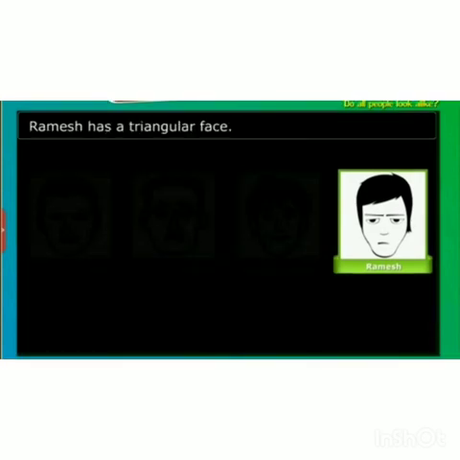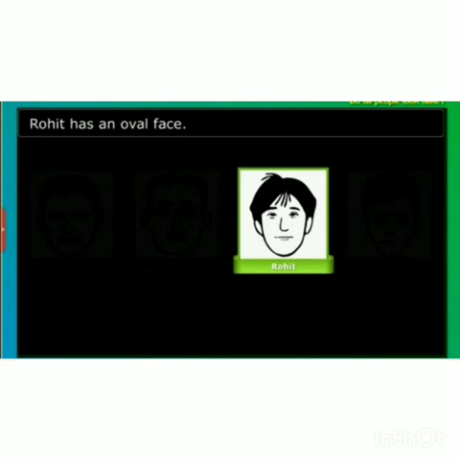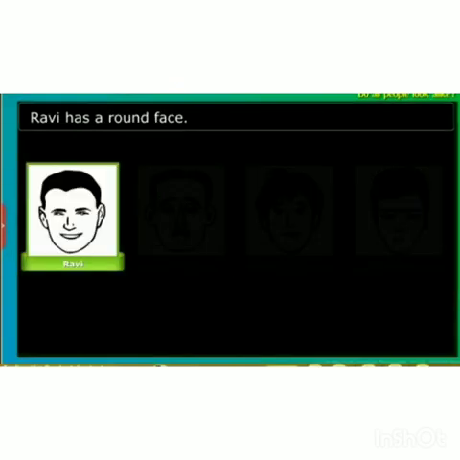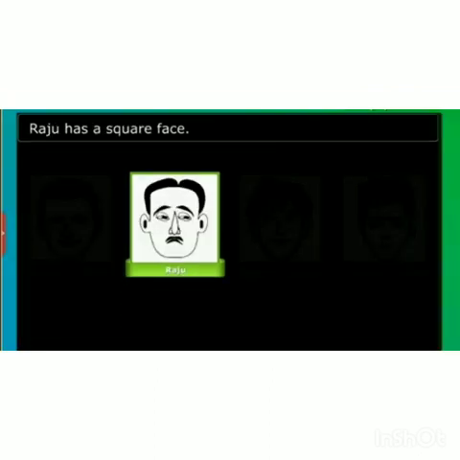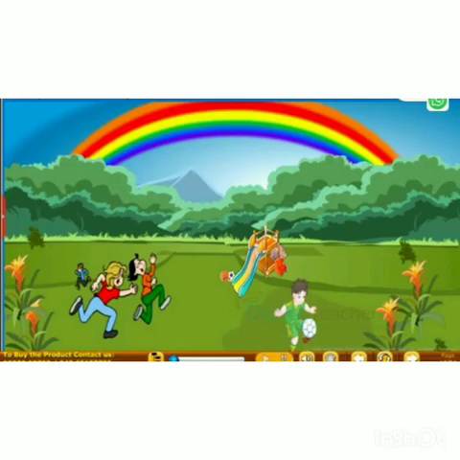Ramesh has a triangular face. Rohit has an oval face. Ravi has a round face. Raju has a square face.